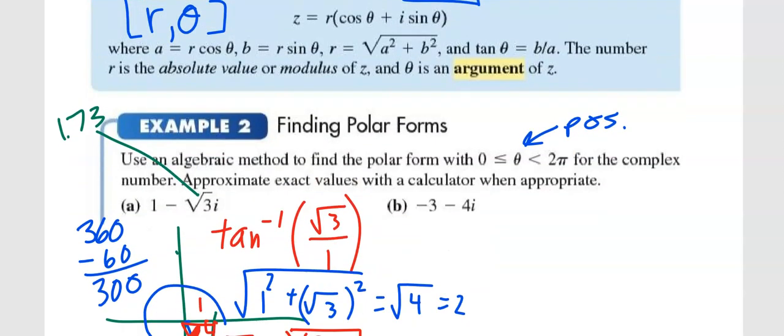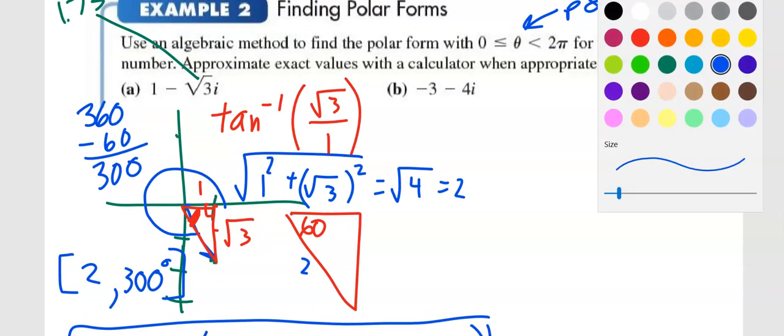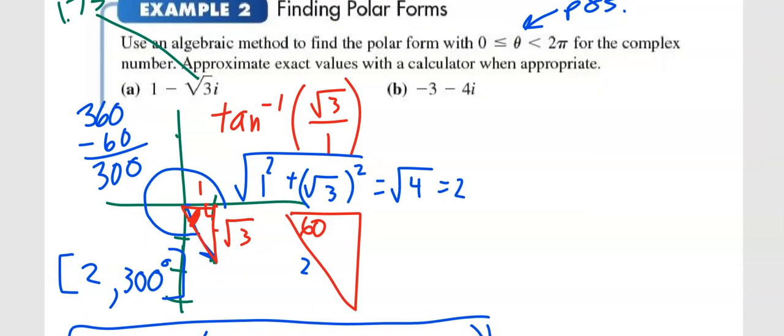Okay, so what's it going to look like for the other one here? So we are dealing with -3 and -4i, which is right about there.